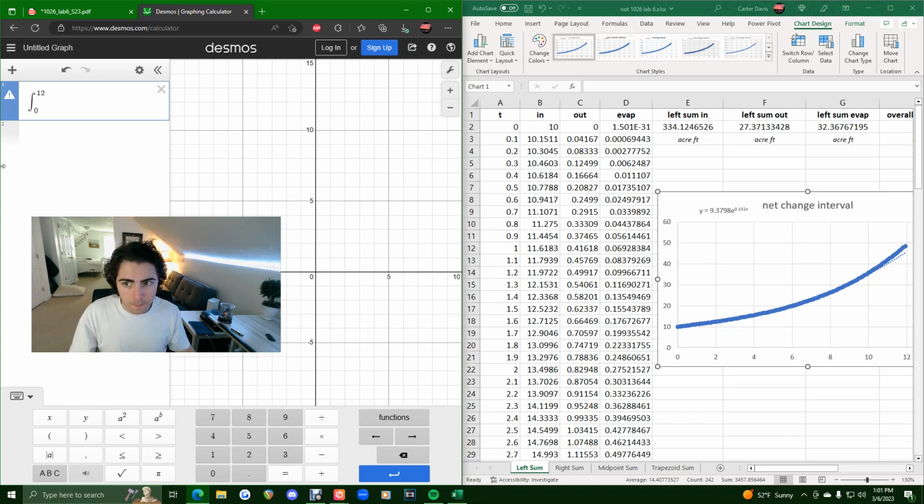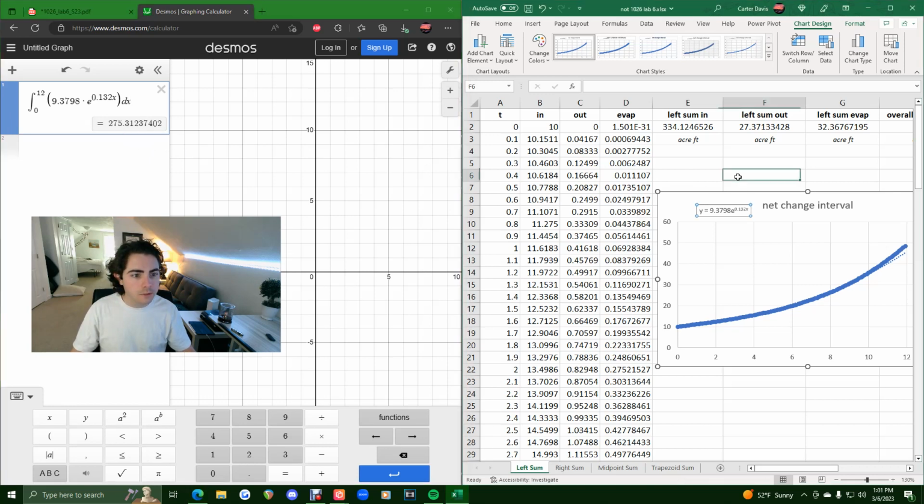All right, so this is Desmos. We're doing 9.3798 times, in this case you can actually use e because it's Desmos and not Excel, e to the power of 0.132x. Close that off, make sure to type in dx, and we get 275.312, yada yada.